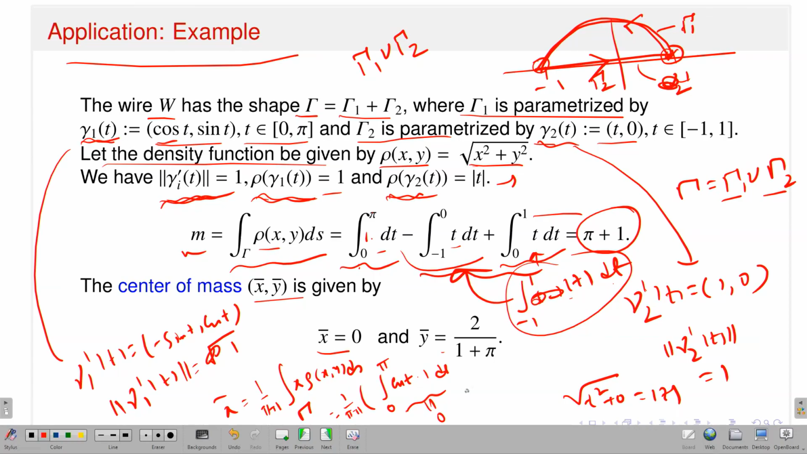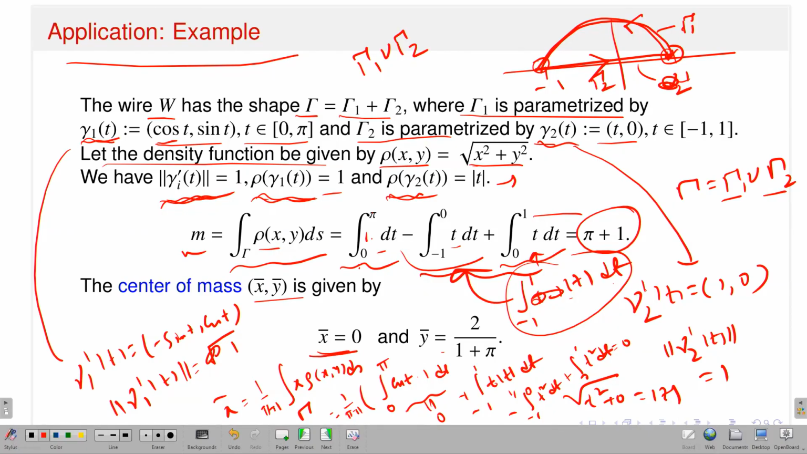What about the second one? Second one is minus 1 to 1, the x part will be there. Now in gamma 2, what is x? It's t, okay, and what is rho of gamma 2 of t? This is mod t and then dt. Again you just break up into two parts. This is the same as minus, minus 1 to 0 t square dt plus 0 to 1 t square dt, and if you evaluate it, this also gives you 0. So therefore in that case x bar will be 0.